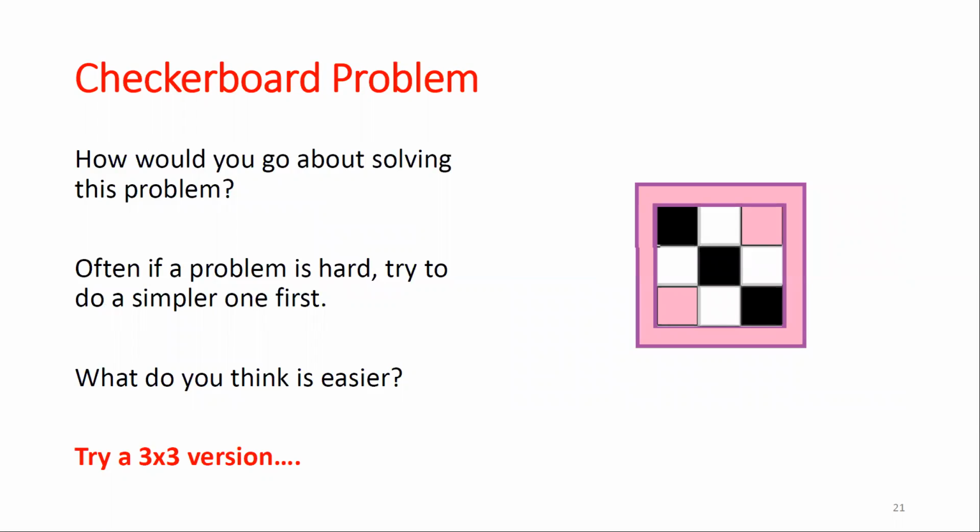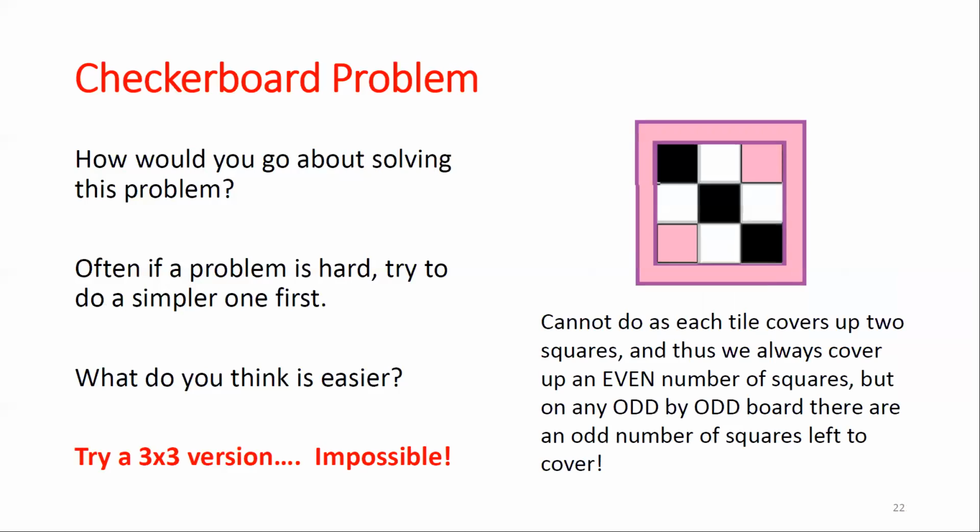Let's try the 3x3. Do you think we could do the 3x3? No. Why not? Because you're going to have one left over. Good. The number of spaces is odd, and each tile covers an even number of spaces. So in fact, not only do we know it's impossible on a 3x3, it's also impossible on a 5 by 5, 7 by 7. So we've just shown for half of the boards it's impossible.